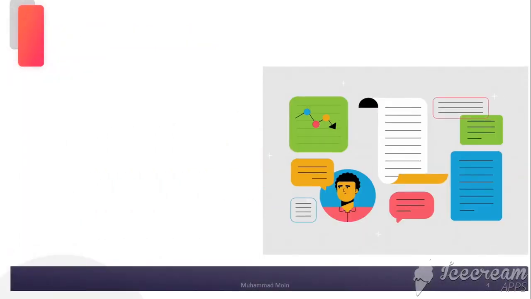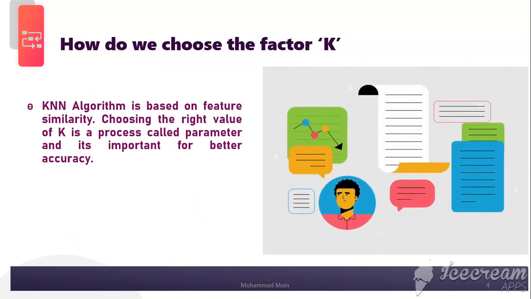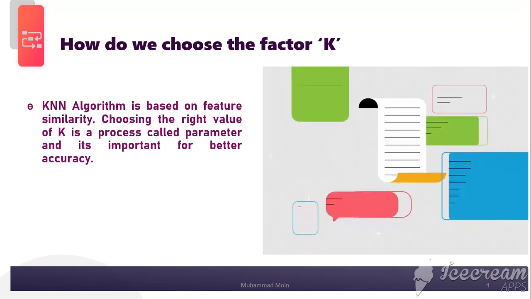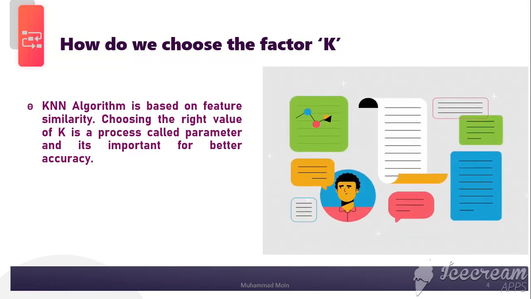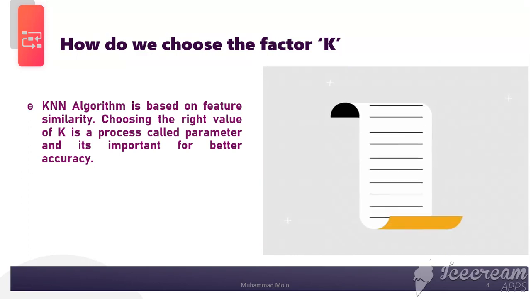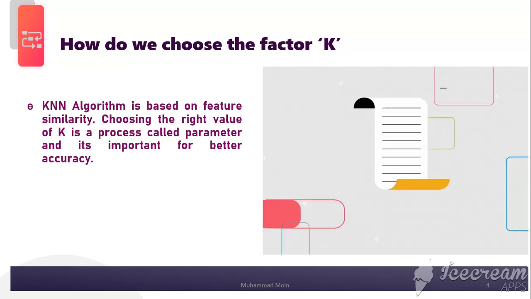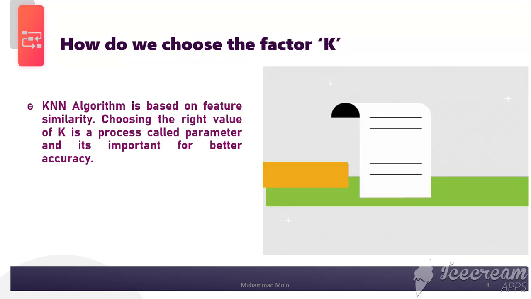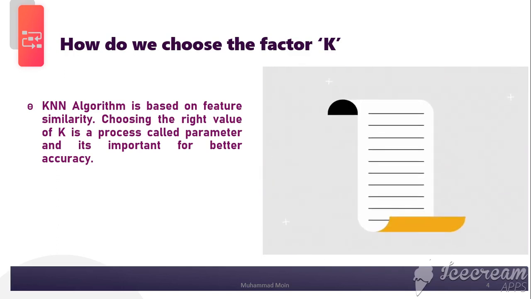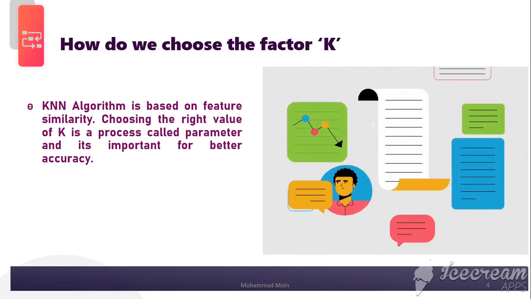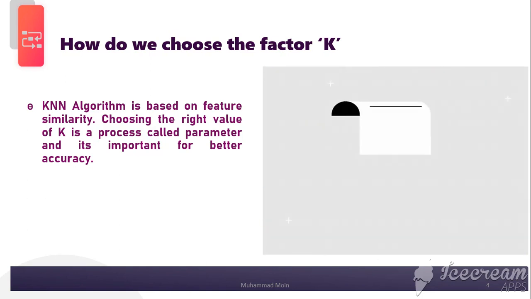So now let us discuss further. How do we choose the factor k in the k nearest neighbors? The KNN algorithm is based on feature similarity. Choosing the right value of k is a process called parameter tuning, and it is important for better accuracy. So you need to choose the correct value of k, the value where we have the minimum error. If I choose the value of k very low, it will result in a very noisy output, and if I choose the value of k very big, it will result in a processing issue. So we need to choose the value of k which gives us the minimum error.